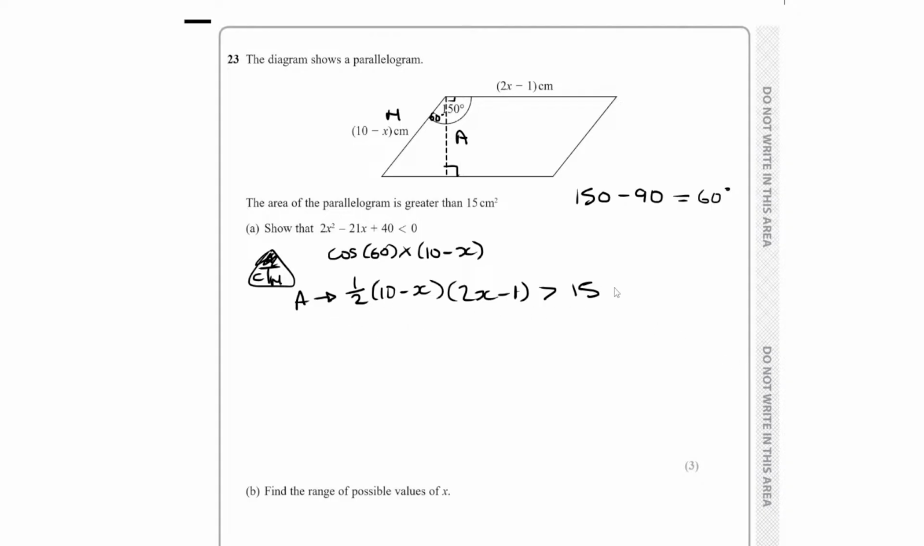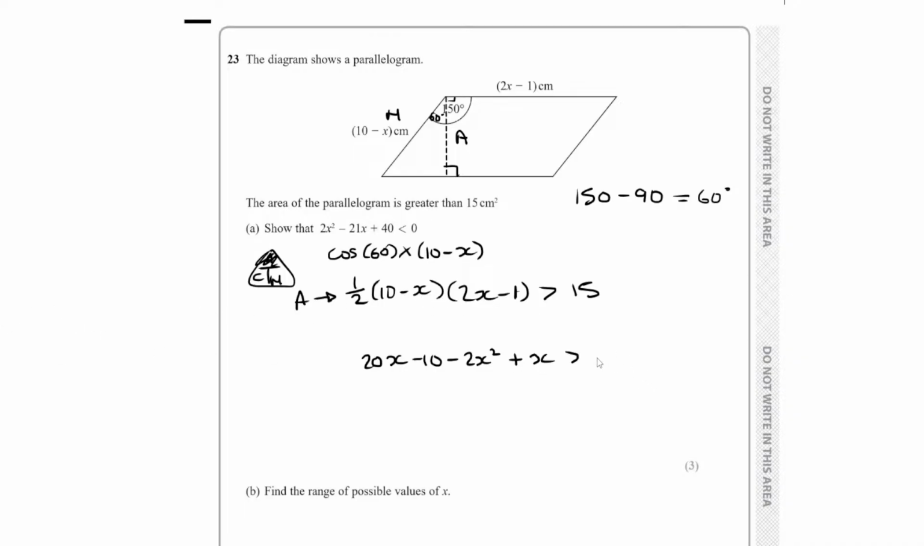And then I would just rearrange this. I'd probably times by 2 to get rid of the half. There's not a lot of space here, is there? So that would be 30. And then I would expand this. So what's that? 20x minus 10 minus 2x squared, running out of space. Let me move this over.